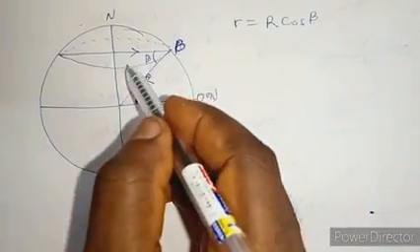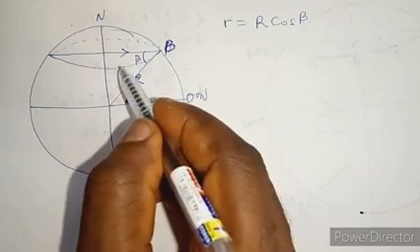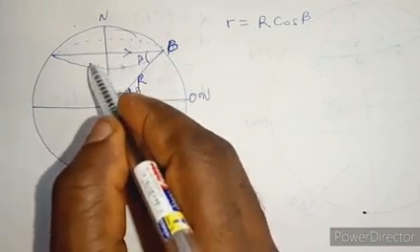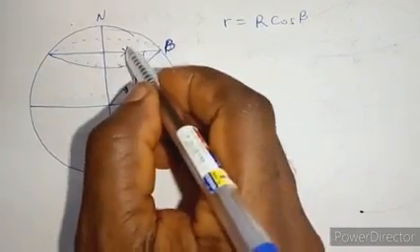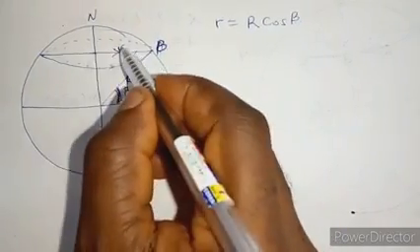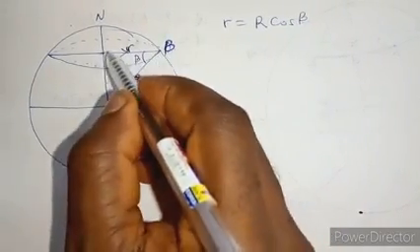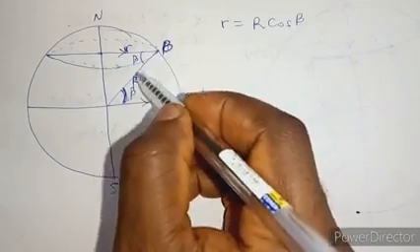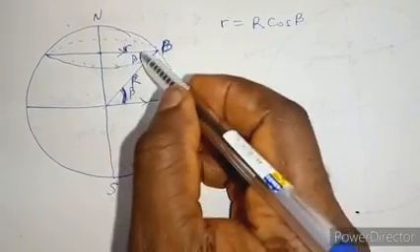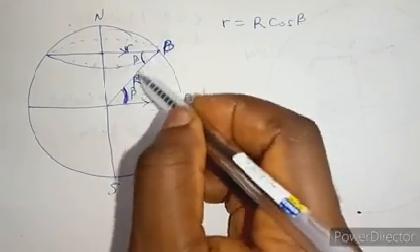And from here, any point on this, if you trace it to the center of the latitude, it is a small r. From here to here is my small r. From this point to this point is my small r. From here to here is my capital R. This angle you see here is this angle here, and they are alternate angles.